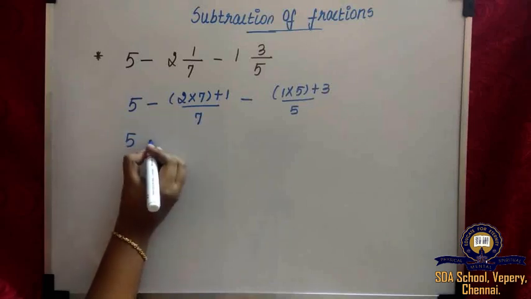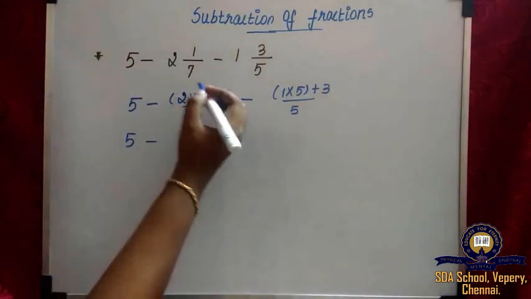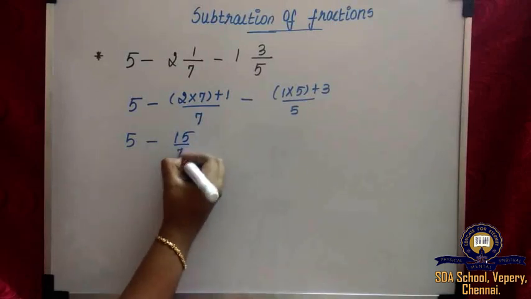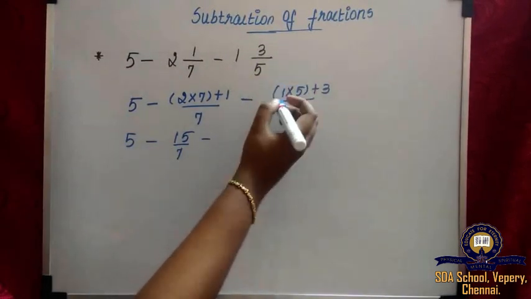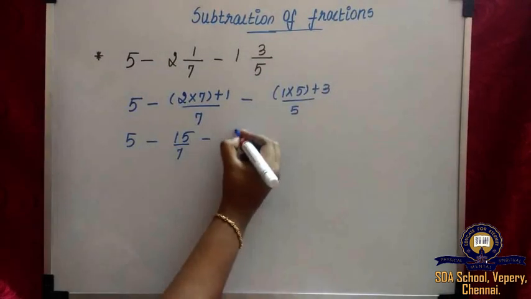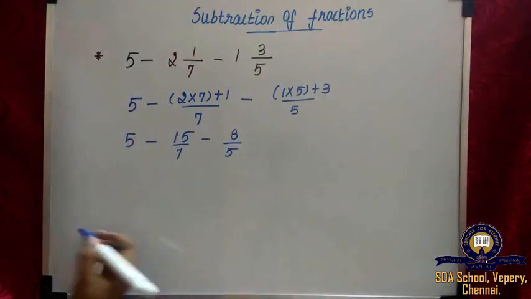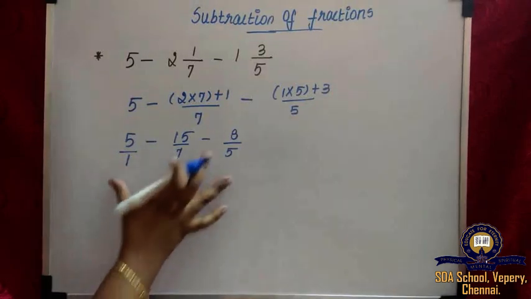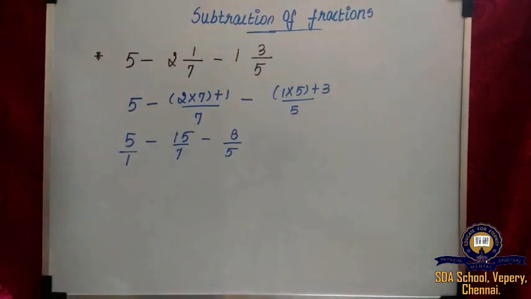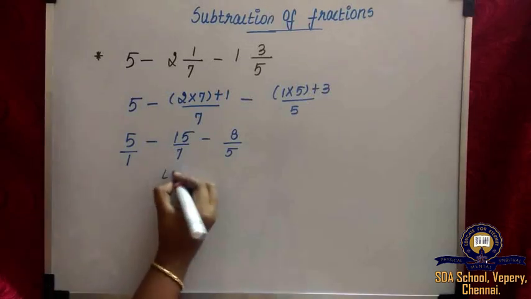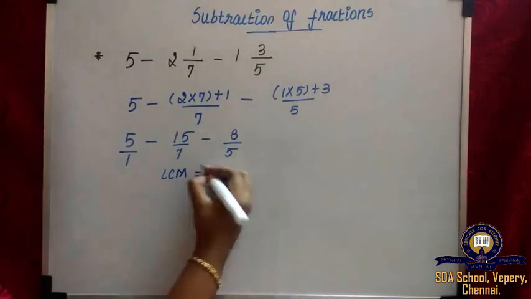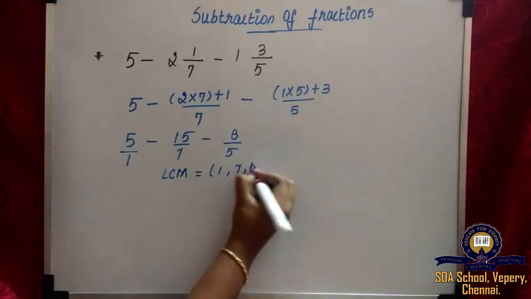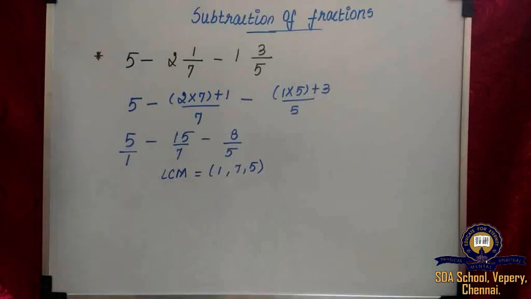So it is 5 minus 7 2s are 14 plus 1 will be 15 by 7 minus 5 1s are 5 plus 3 will give you 8 by 5. So here you got only 5, which means it is 5 by 1. So look here, we have obtained unlike fractions. So first we need to convert them into like fractions and then only we can subtract. For that we need to find the LCM of the denominators. So here the denominators are 1, 7, 5. So now we will find the LCM.